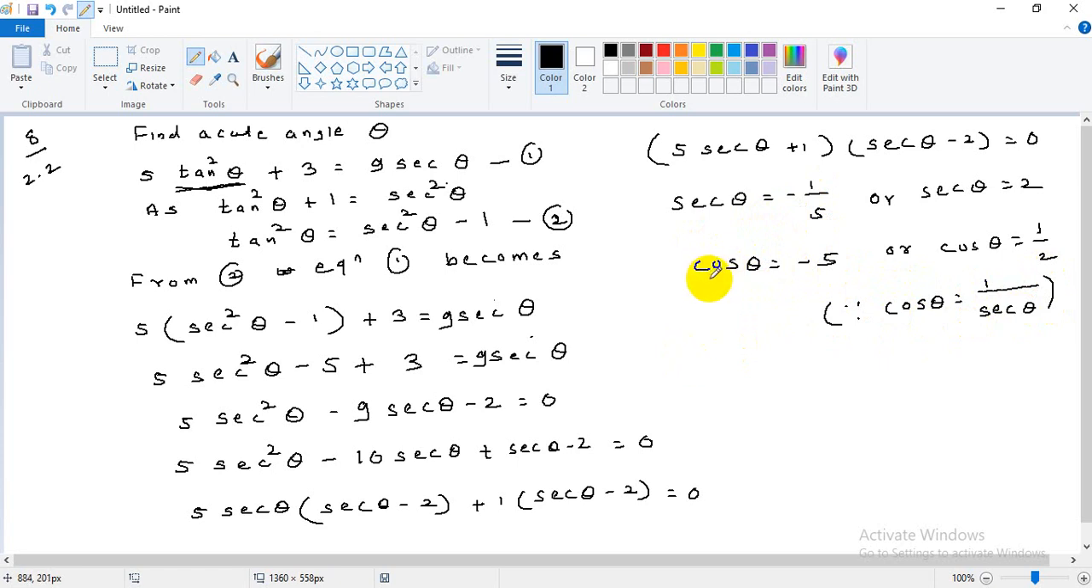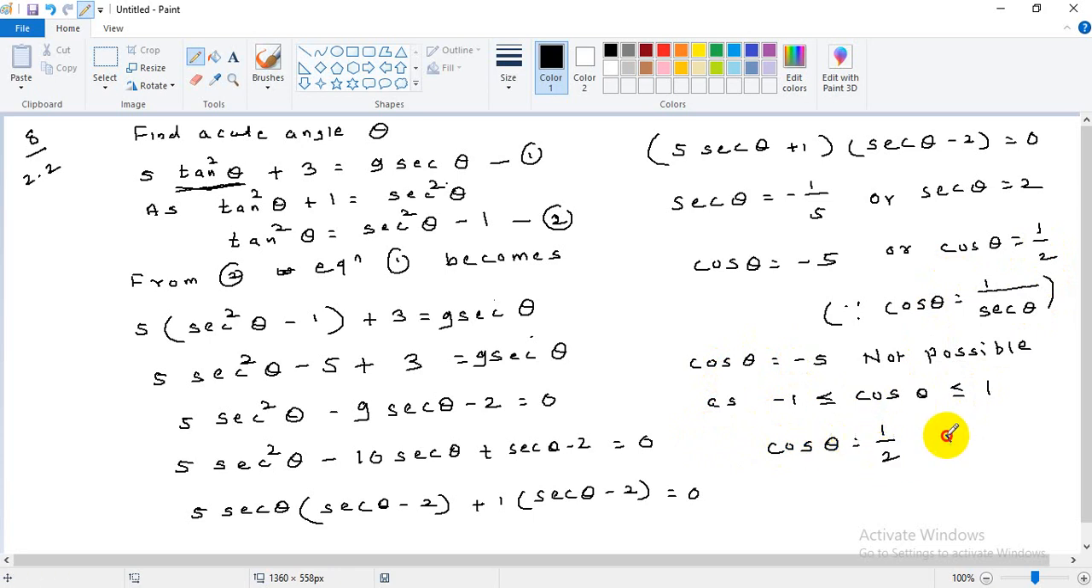Okay. So now you have cos theta is minus 5 and cos theta is 1/2. Out of that, cos theta is minus 5, not possible. Correct? Cos theta is equal to minus 5, not possible. Why not possible? Because you know the range of cos is minus 1 is less than or equal to cos theta less than or equal to plus 1. So this minus 5 is less than minus 1, not possible. So this value you have to discard. And now what happens there? Cos theta is 1/2. This is okay. This is possible.